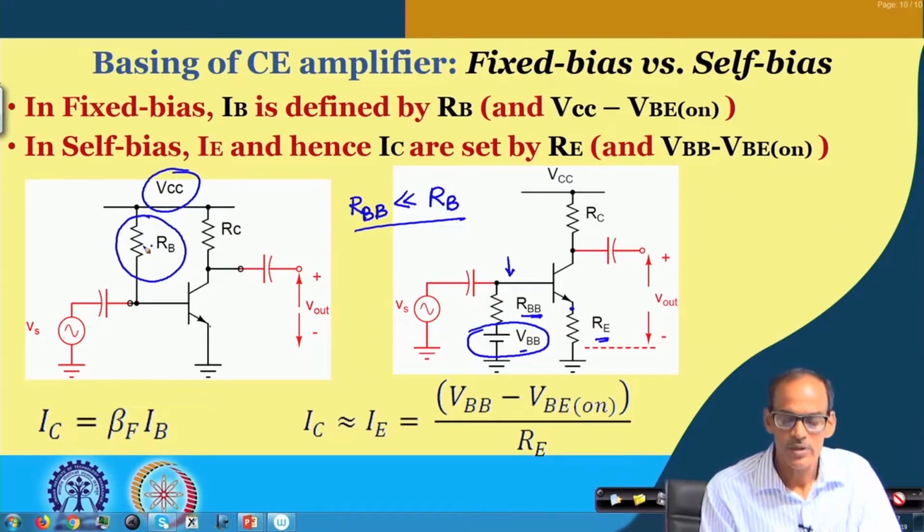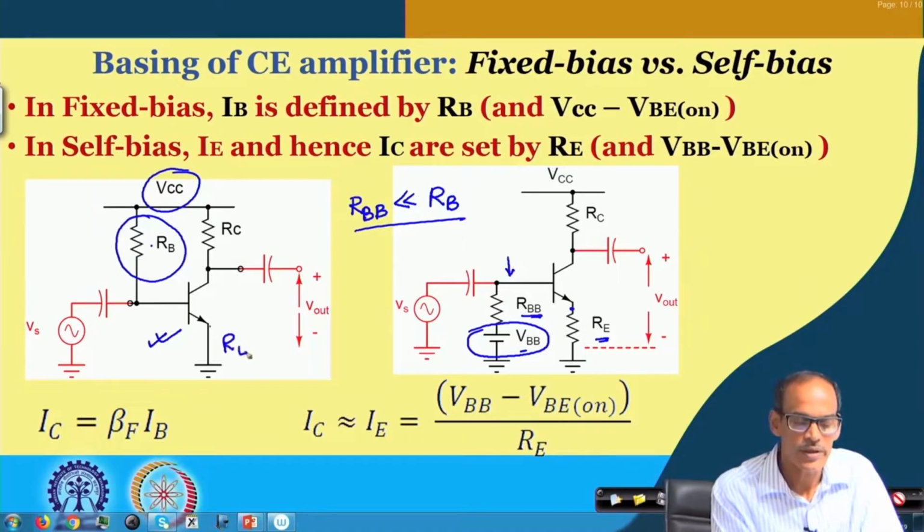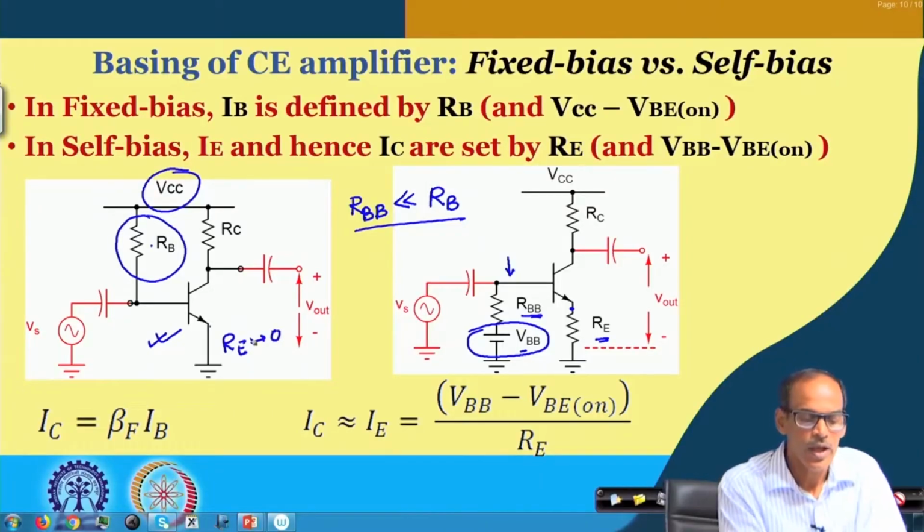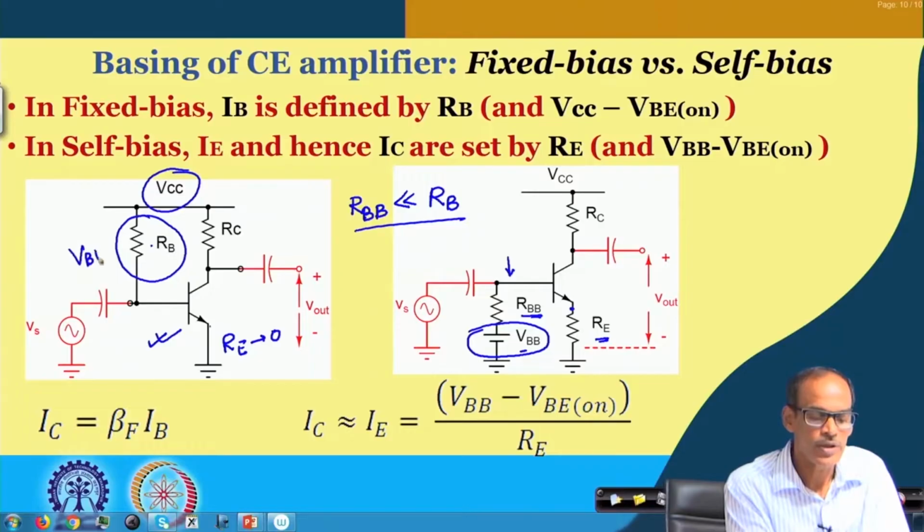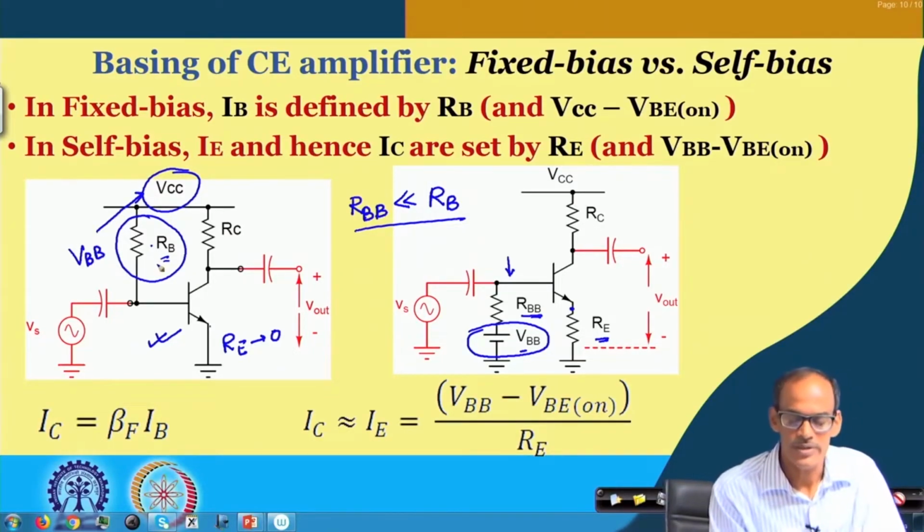But nevertheless, we may consider that this circuit is more generalized, and the fixed bias circuit may be treated in general as a special case where RE is going to 0, and then VBB is going to be equal to VCC, with whatever the RB is there.